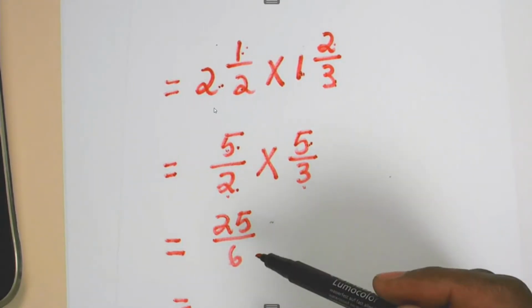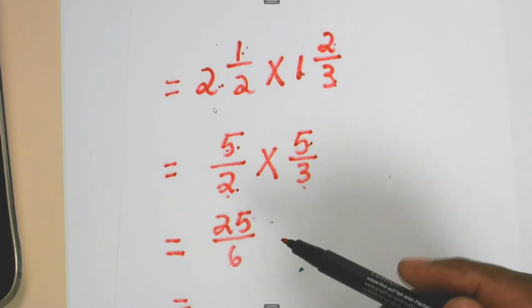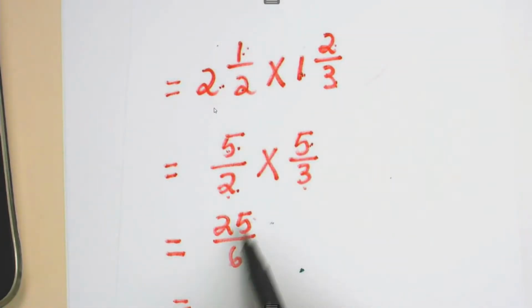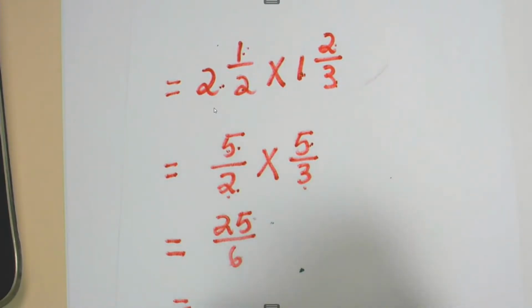Right. Now, here is the thing. It is an improper fraction. Remember, our question was in a mixed number form. Now we need to return this to a mixed number. How do we do that? We ask ourselves, 6 goes into 25 how many times? Let us count in 6.